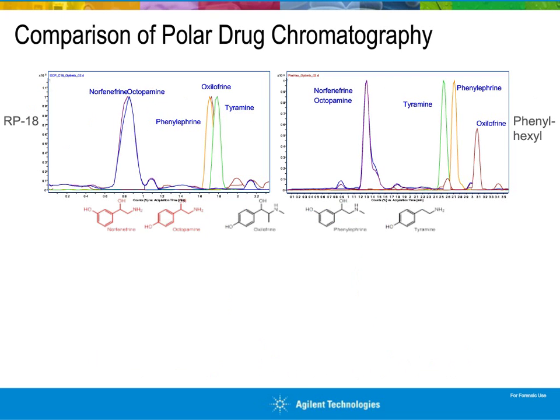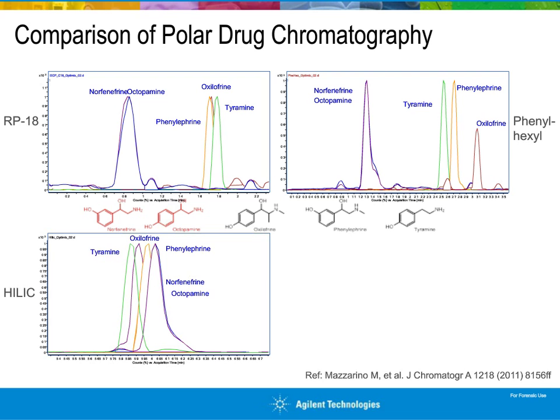If we compare different column types, you can see a C18 column, a phenylhexyl column, which has a little bit of a different separation idea, and a HILIC column that turns basically the chromatography around. You can't see this, but the retention times here are in the 8 or 9 minutes, so we can see that the compounds have already started to separate.